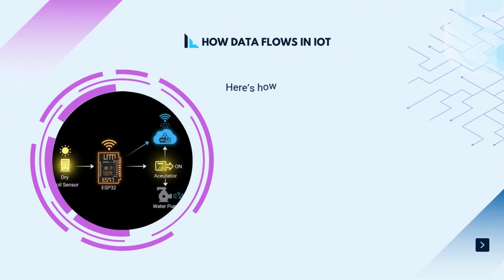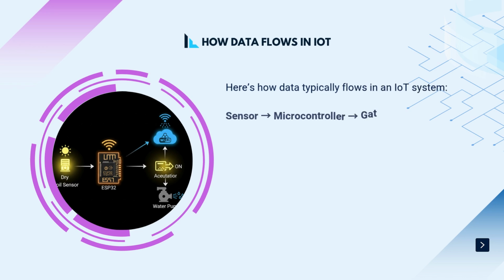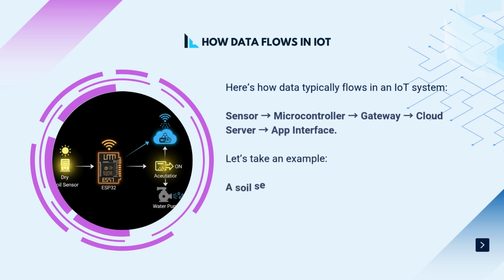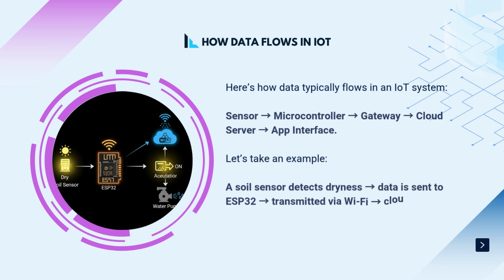Let's understand the actual data flow in an IoT system using a real-life example. Imagine a smart farm. A soil moisture sensor detects that the soil is dry. That signal is read by an ESP32 microcontroller. The ESP32 sends this data using Wi-Fi to a cloud server. The cloud system processes it and decides, time to water the plants. It sends a signal back to an actuator, turning on the water pump. This data loop, from sensing, to processing, to action, is what makes IoT smart.